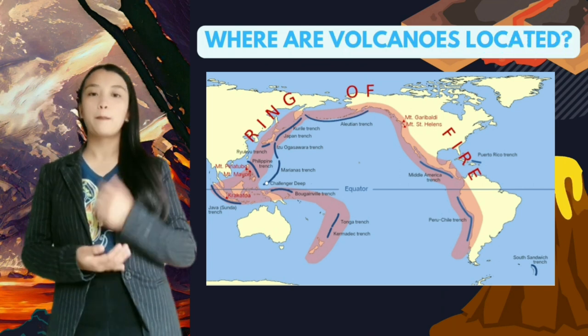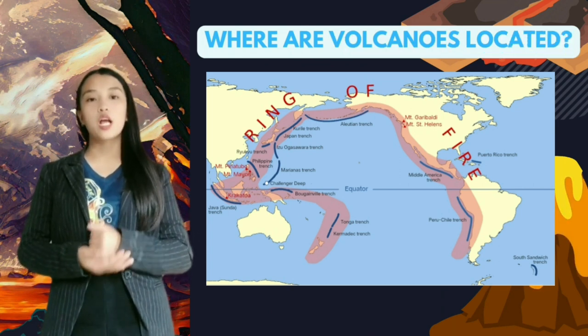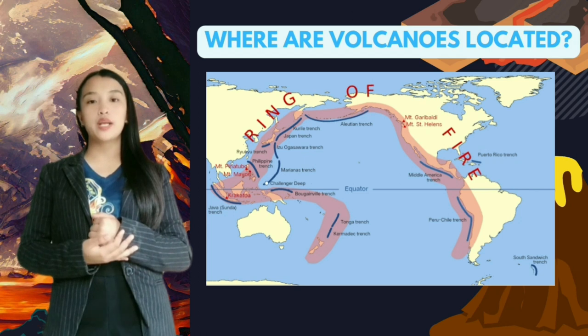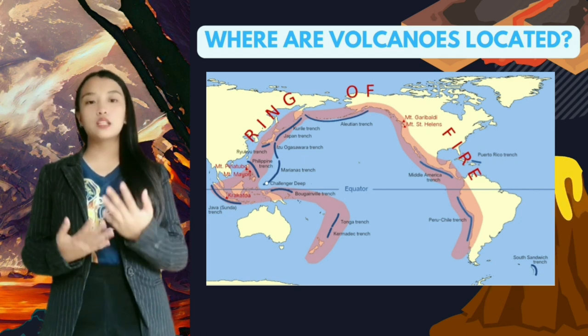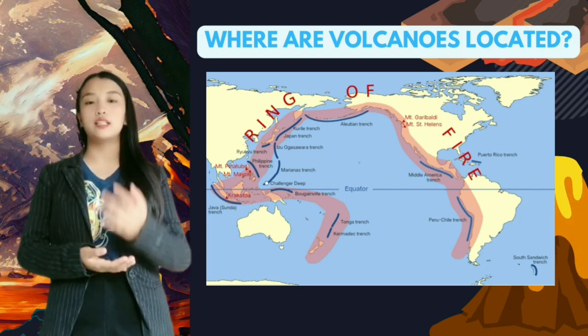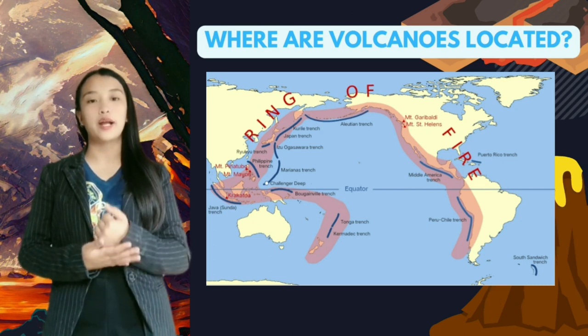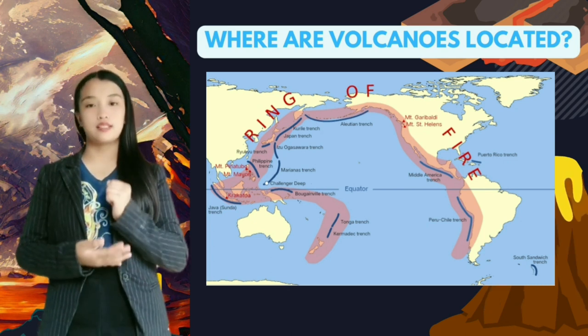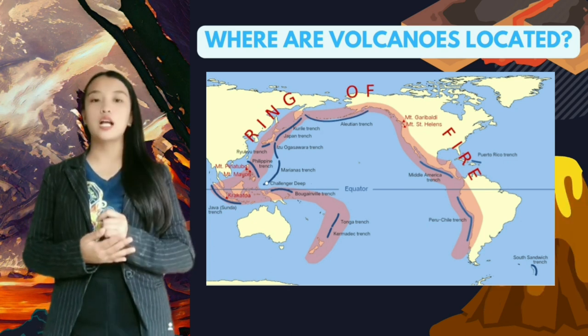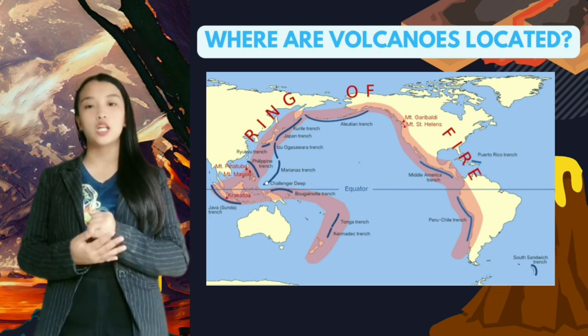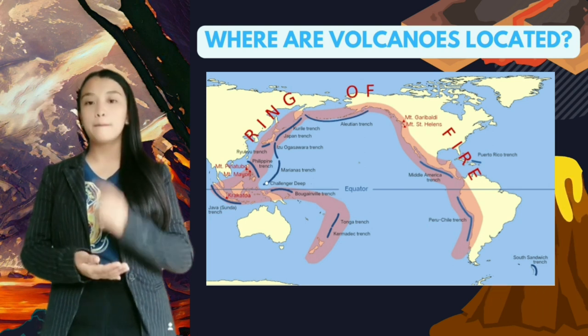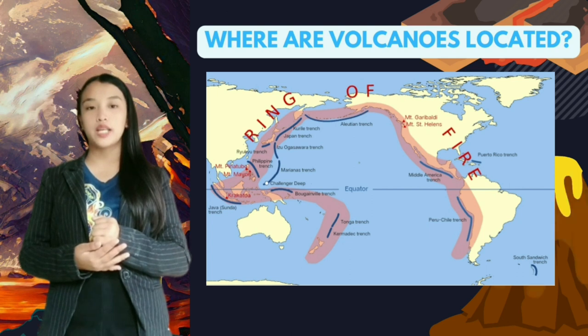The Philippines is situated in, or is part of, the Pacific Ring of Fire, which is characterized by frequent earthquakes and volcanic eruptions. Most active volcanoes on Earth are located along the circumference of the Pacific Ring of Fire. And again, the Philippines is included. Did you know that our country has more than 100 volcanoes as of 2013? Making us known as the home of many volcanoes.